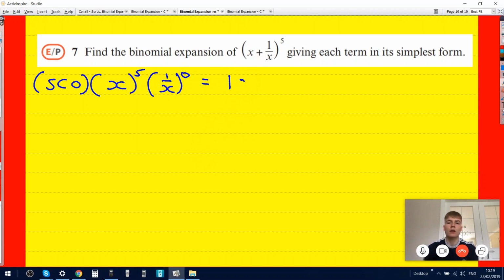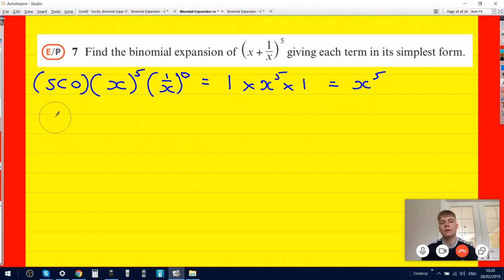So what do I end up with here? 1 times x to the 0, just x to the 0. What is anything to the power of 0? Just 1. So the coefficient was 1 times something times 1. What is the middle one? x to the 5. So what is that? Times x to the 5, just x to the 5.